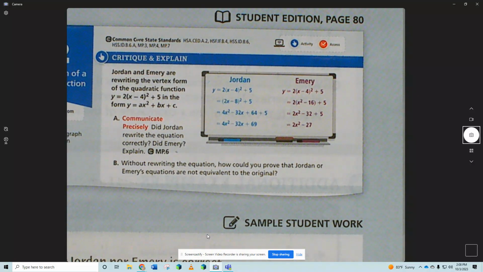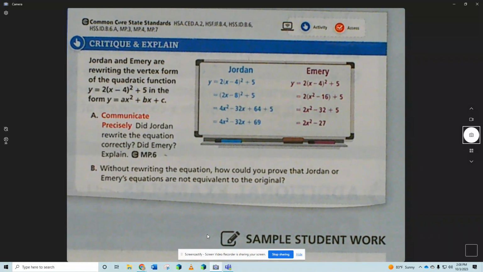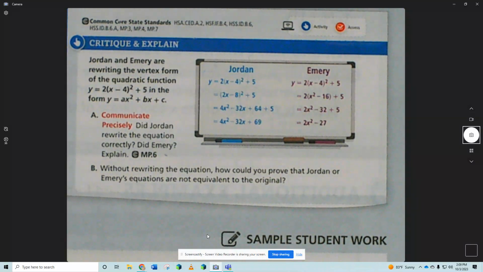This is Jordan and Emery. So you can actually see the plus signs and minus signs a lot better on this one. Okay. Jordan starts off with a vertex form, and Jordan made a mistake. So it's your job to figure out where Jordan went wrong. Okay. Hopefully that's better for you. All right. So spend 45 seconds. Figure out why Jordan's is wrong. Because it is. Something's wrong with Jordan.